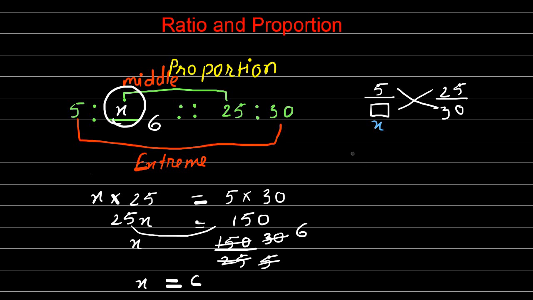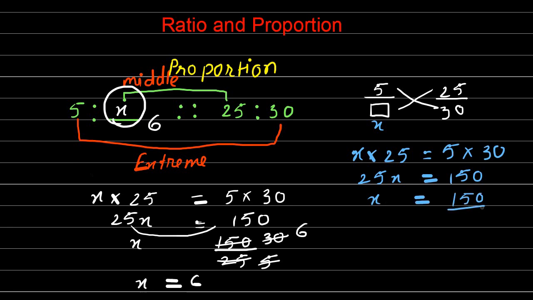So 20x times 25 is equal to 5 times 30. So again it's 25x equals 150. So x equals 150 divided by 25, which gives us the answer x equals 6 again.